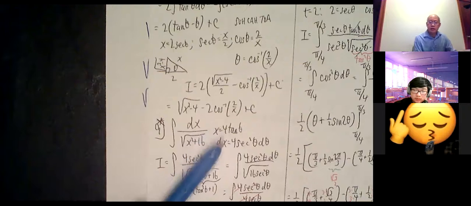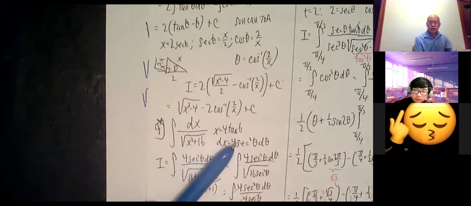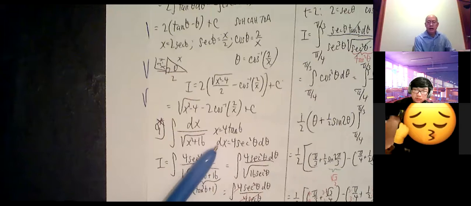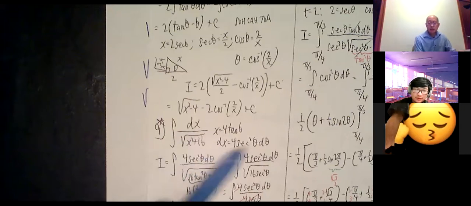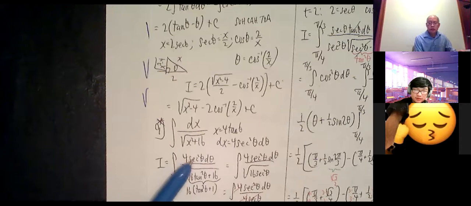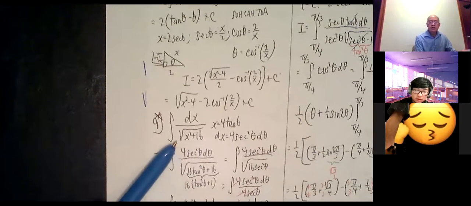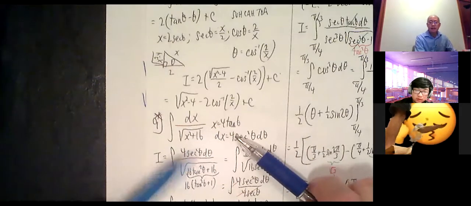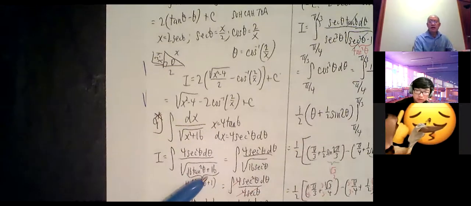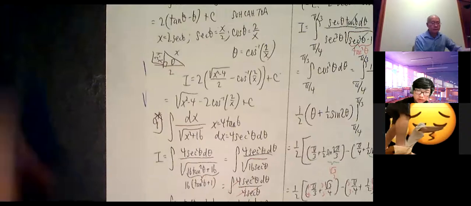Okay, again, when you go from here to here, you actually differentiate. The derivative of 4 tan theta is 4 secant squared theta d theta. Now I substitute. dx is all this stuff. So 4 secant squared theta d theta on top over radical x squared plus 16, so 4 tan theta squared is 16 tangent squared theta plus 16, right?